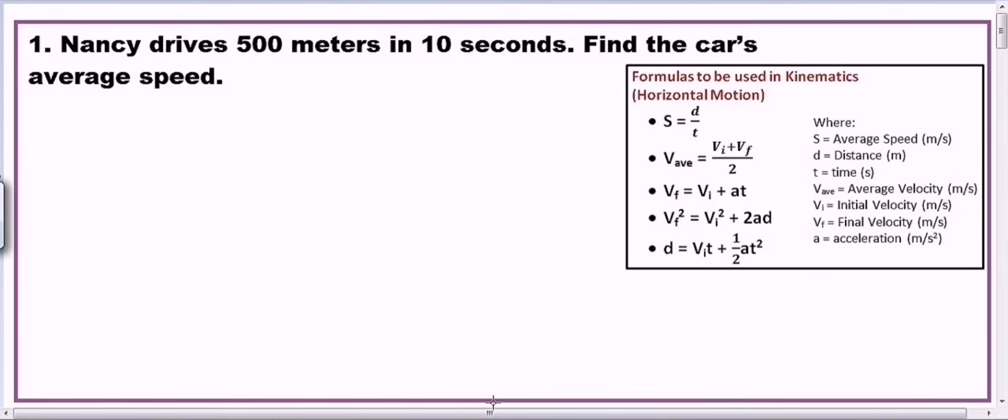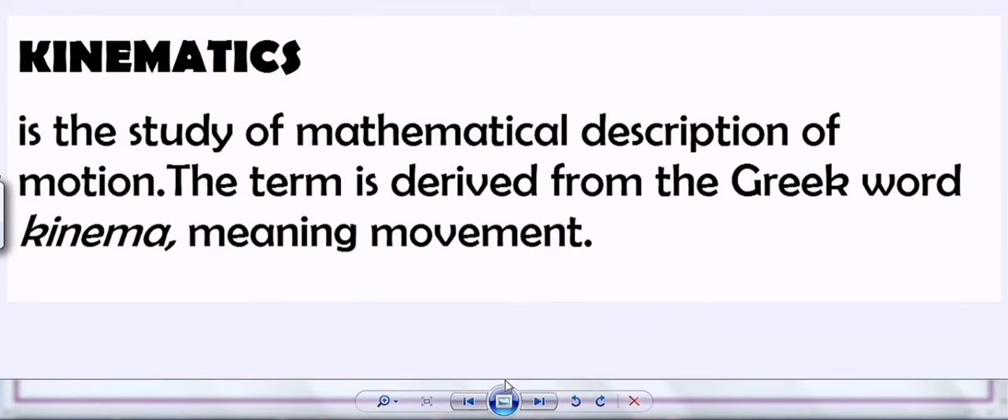Hi guys, today I will be discussing word problems involving horizontal motion under kinematics. So before that, let us define what is kinematics. Kinematics is the study of mathematical description of motion. So kinematics, guys, is a branch of physics that studies motion.